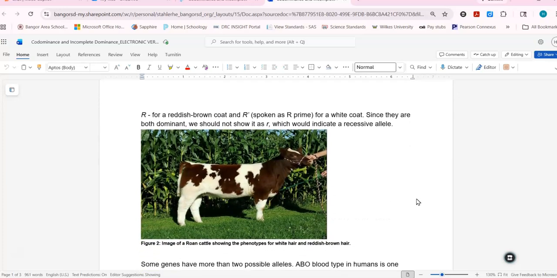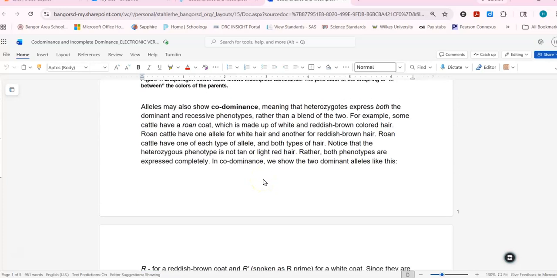Some people still had questions about this. This one is with codominance. All right, so because both phenotypes are expressed completely, there's two dominant alleles.